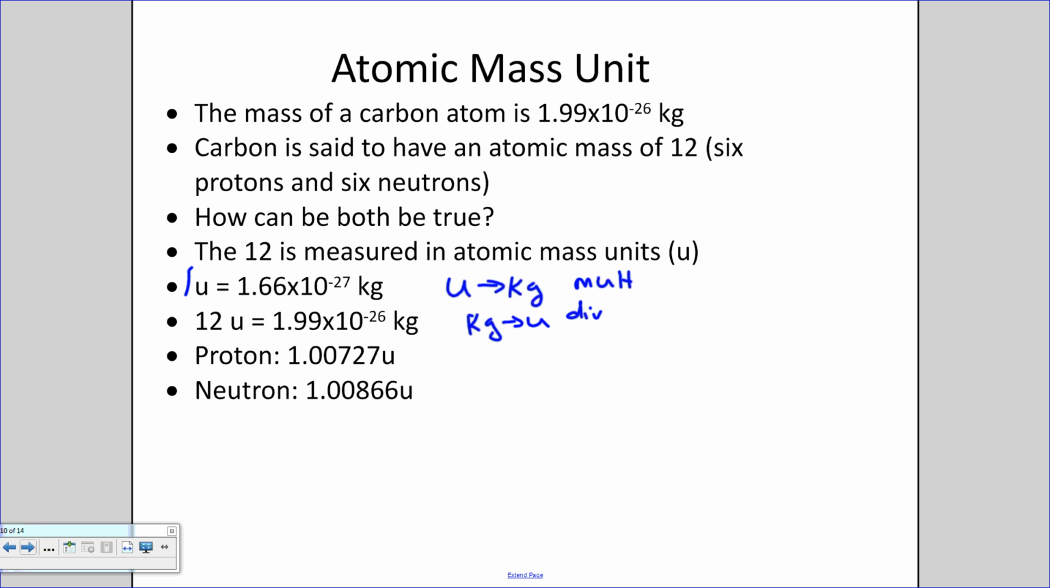But if we're dealing in energy, we want kilograms. So we take this number and we multiply it by our conversion factor, which was 1.66 times 10 to the negative 27. So that number times 1.66 times 10 to the negative 27 is equal to that. So that's our answer in kilograms.